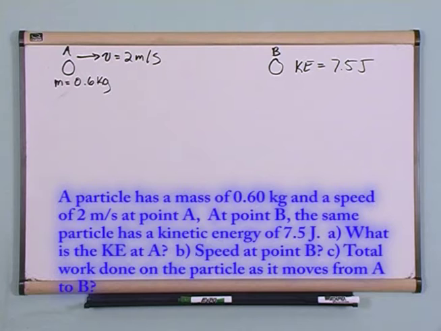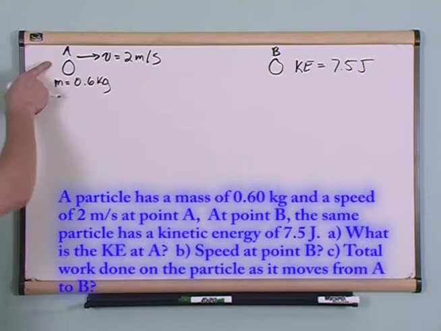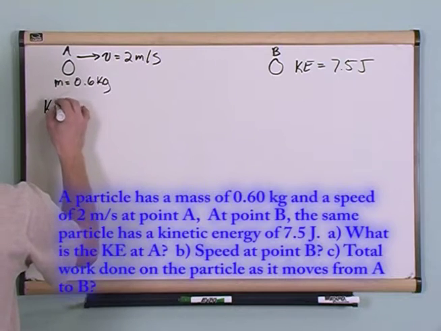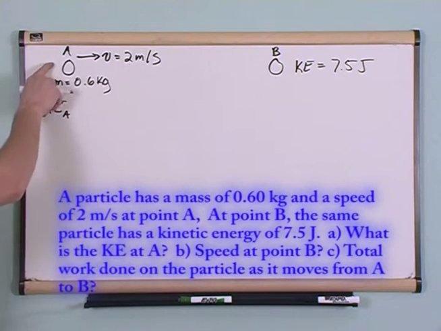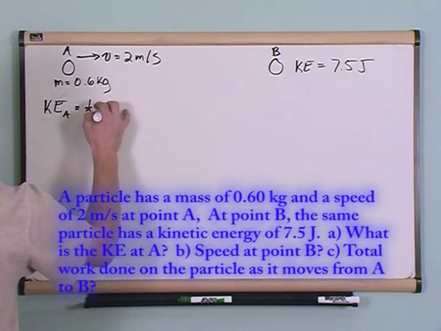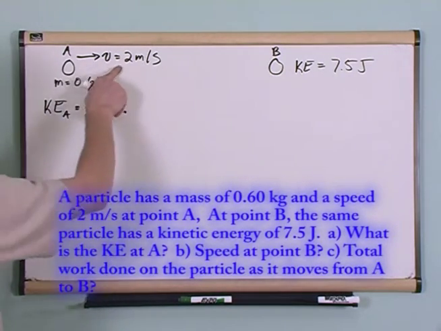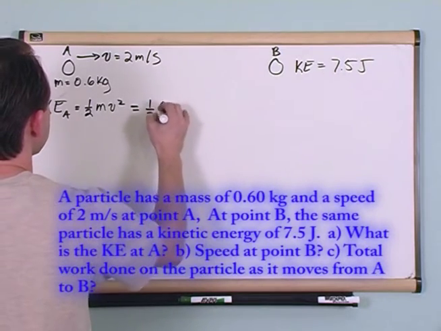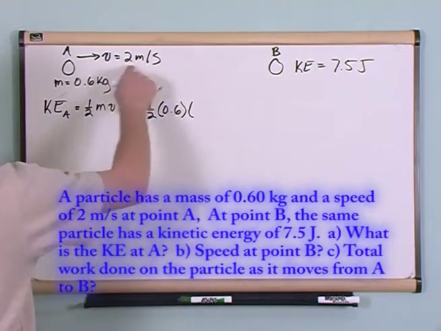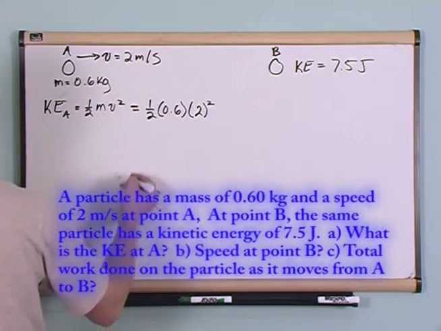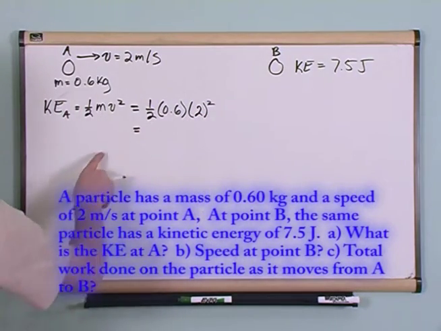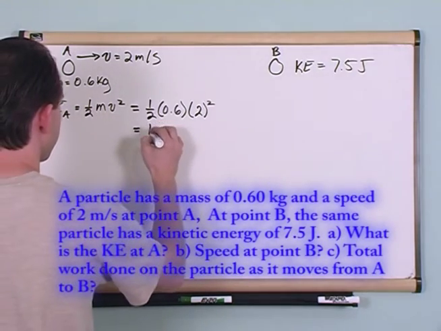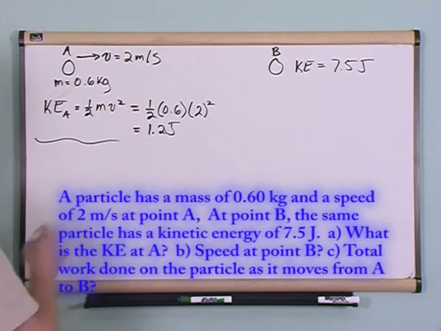First question says, what is the kinetic energy at point A? So the kinetic energy at point A, I'm going to put a subscript saying at point A, is just going to be 1/2 mv squared. We know the mass, we know the velocity, so this is super simple. 1/2 times 0.6 times v squared. When you plug all this in, you're going to get an answer of 1.2 joules. So that was the first part of the problem. What's the kinetic energy at point A? 1.2 joules.